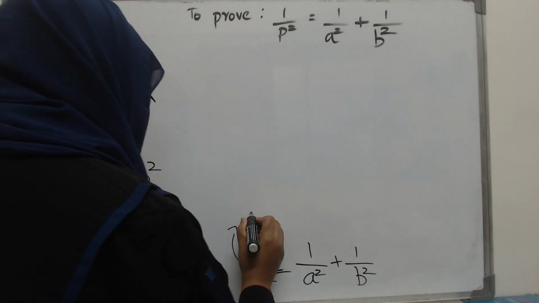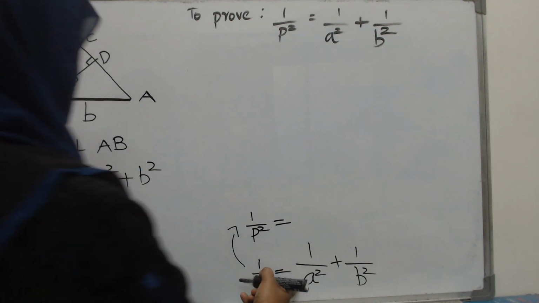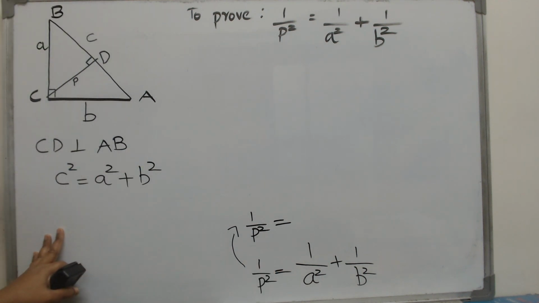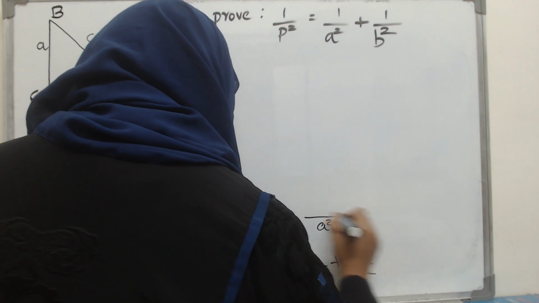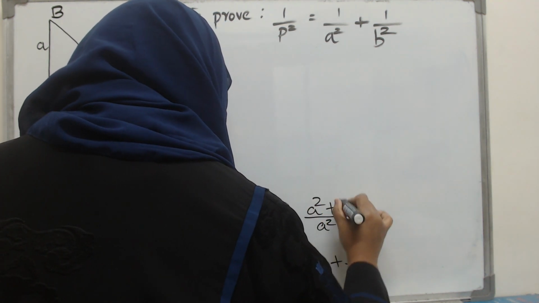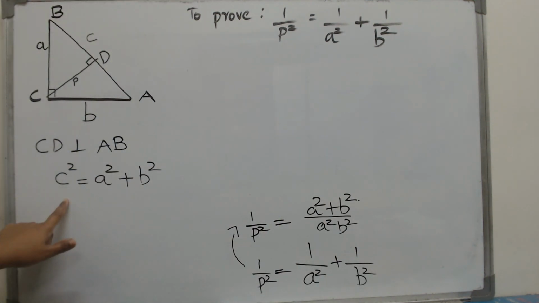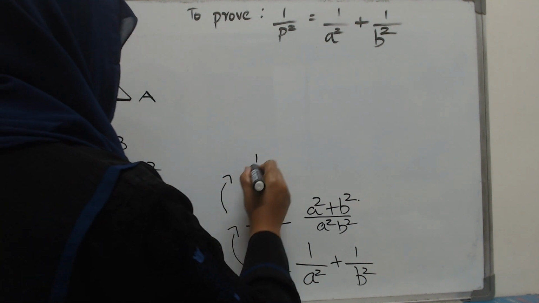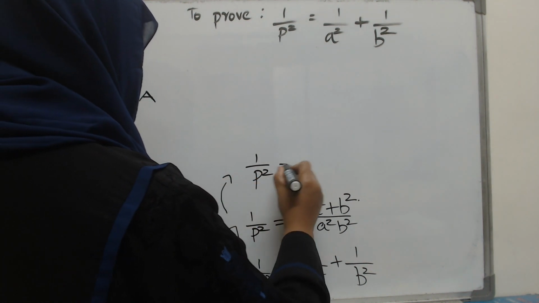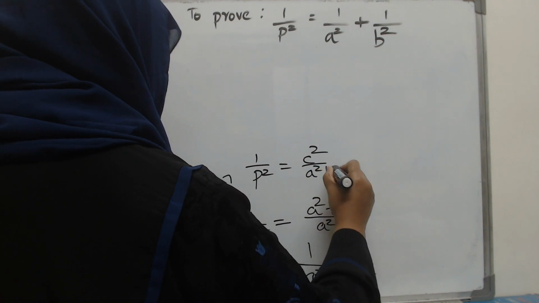There is nothing you can do to 1 by p square, so that you write as it is. But here what can you do? Take the LCM. The LCM will be a square b square, and your numerator will be a square plus b square. But then what is a square plus b square? So maybe the previous step was looking like this. It is 1 by p square, and maybe it was looking like this.